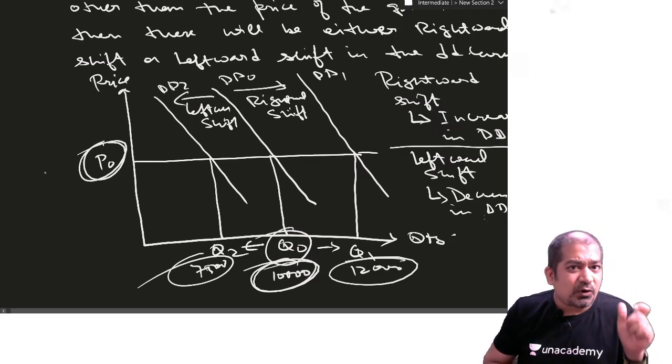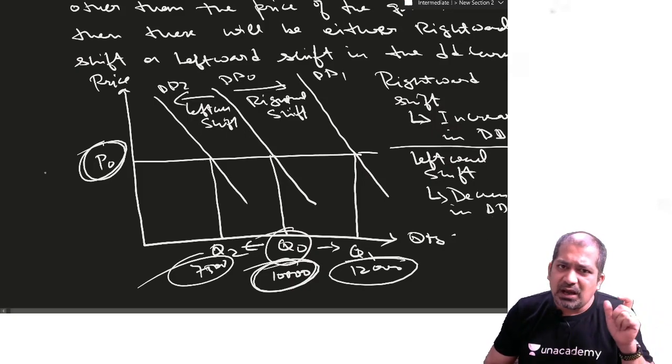So the price of the commodity is not the only factor that can affect quantity demanded. There can be other factors that can have a significant change in demand.